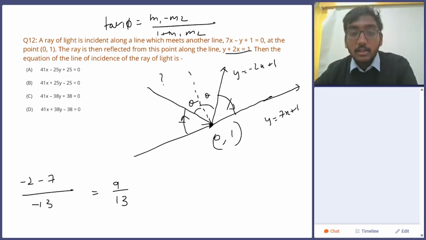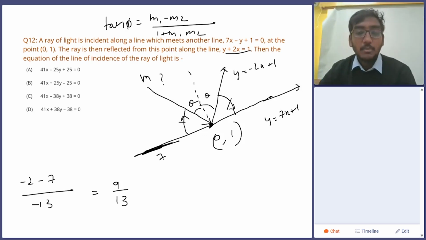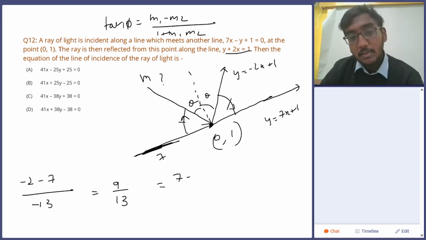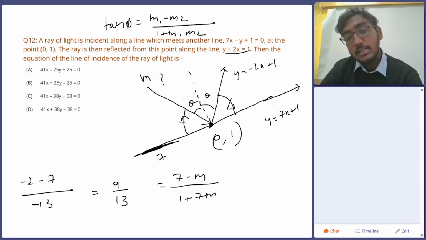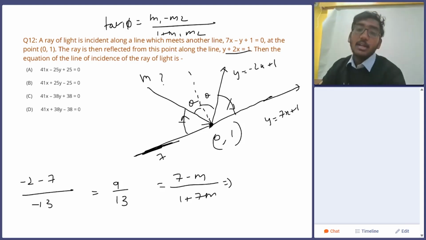Okay, this angle. So what is m1 here? This is m1. This is m2. This slope is already known, 7, right? Here the slope is 7, and this slope we don't know. We'll assume it as m. So what will be the formula? It will be 7 minus m by 1 plus 7m, right? So if you cross multiply and rearrange, what will you get?